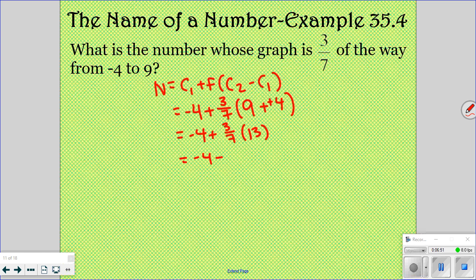So -4 plus 39 over 7. This would be -28 over 7 plus 39 over 7, which would give you a positive 11 over 7 for your answer. So hopefully some of y'all got that right. If so, that's awesome. We're going to look at one more of these.